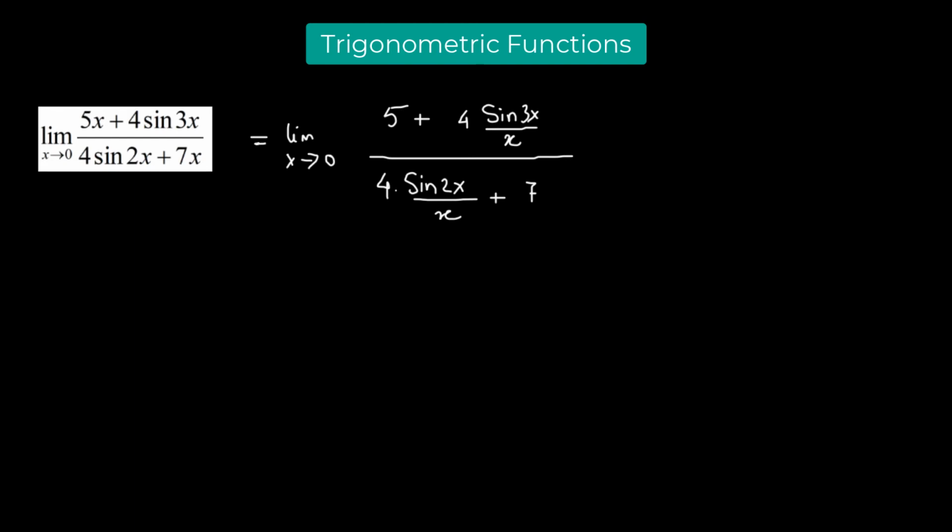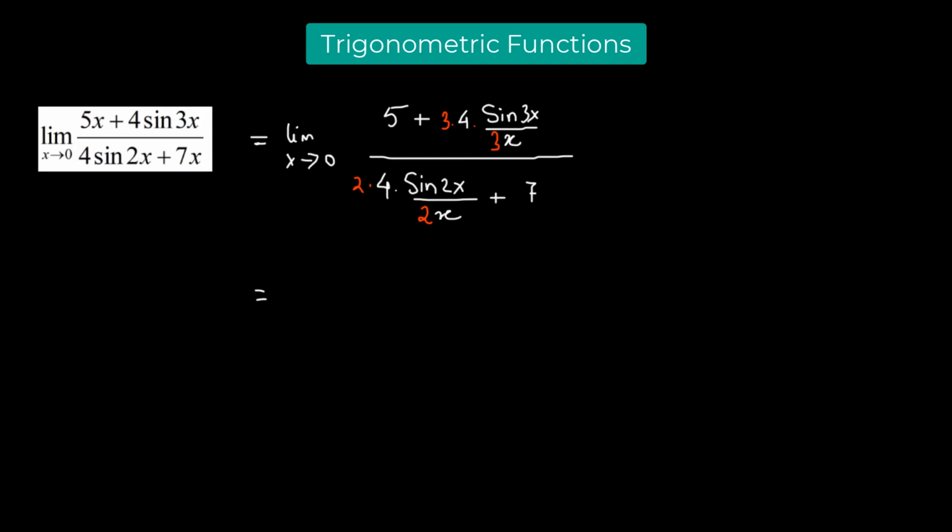Now what we're going to do, we'll look at the second term here. We are going to multiply the denominator x by 3, so we also have to multiply the second term by 3. And similarly in the first term of the denominator, we multiply the denominator x by 2 and we have to multiply the entire term by 2.